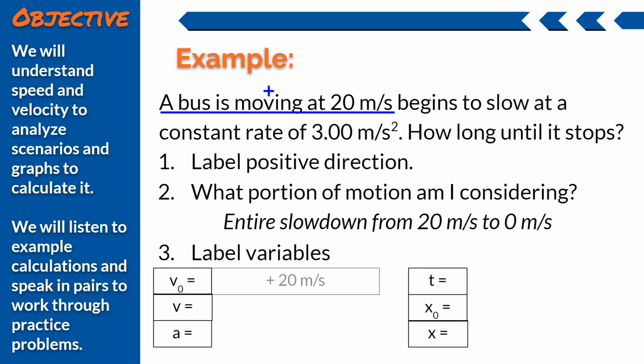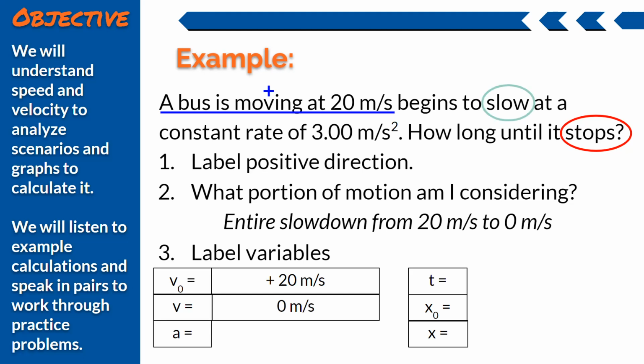So let's start with our initial velocity. The question tells us that the bus is moving 20 meters per second. I am specifically going to call that positive 20 meters per second because I identified that as my positive direction. What is my final velocity going to be? 0, because it says until it stops. It doesn't have a number, but if you see the word stops, you need to know, okay, that's 0. So my final velocity will be 0. Okay, what about my acceleration? What am I going to fill in for that?